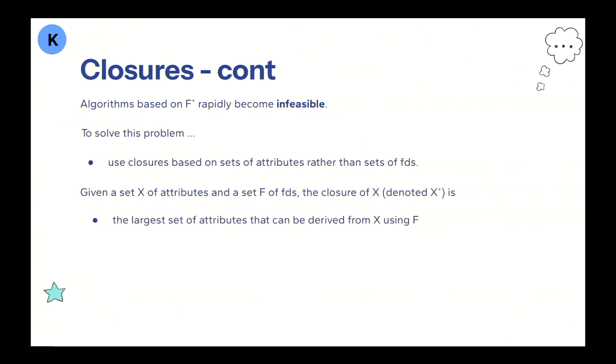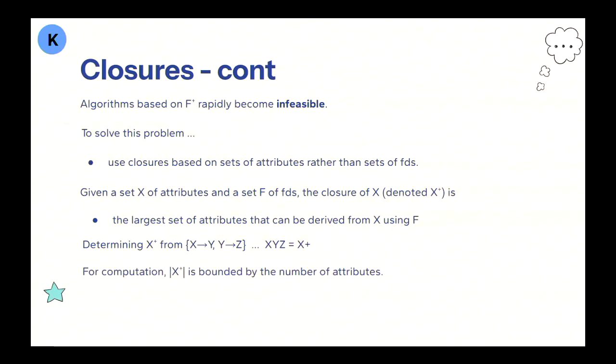So, for example, here, if we want to calculate the closure of X for these two given functional dependencies, it's kind of straightforward because X can determine Y and Z. So we also put Y and Z into the closure of X. So we collect all the attributes that could be determined by the initial set of attributes. And that is called the closure of a set of attributes. So this is the concept here.